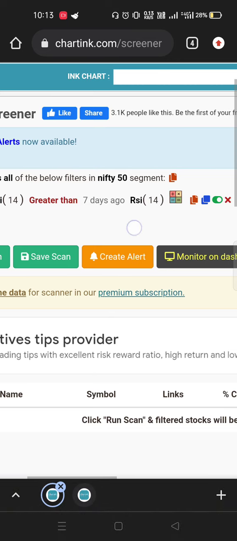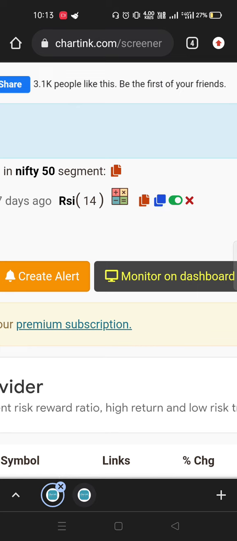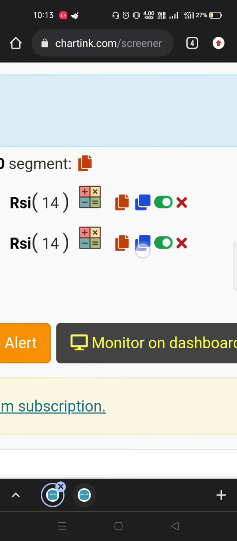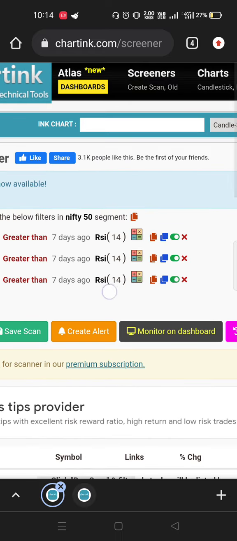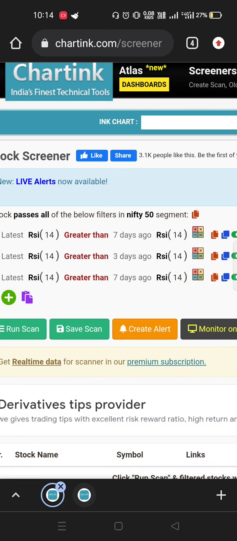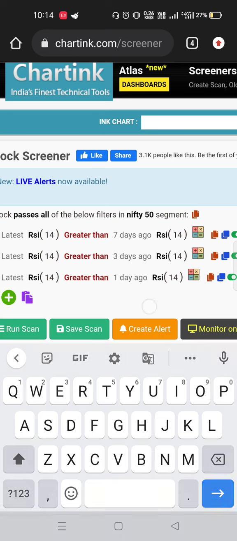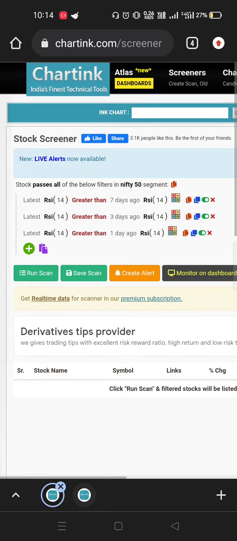Next, make a copy. You make a copy, so the 7 days is over, and here you can go for 3 days. You'll be having odd numbers, 1, 3, 7, like that you can pick, and here also you can go for 7 days. Now we have created this stock scanner. How is it done? RSI greater than 7 days ago, RSI greater than 3 days ago, RSI greater than 1 day ago. Based on that we need to navigate.